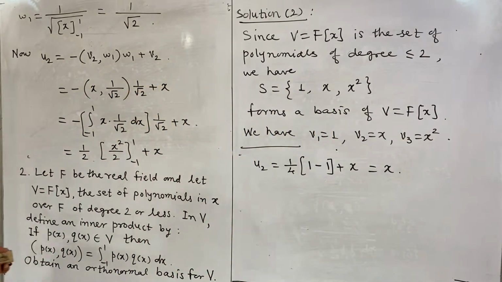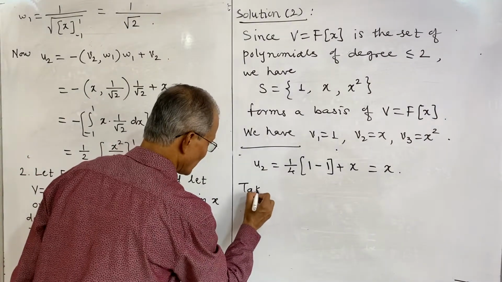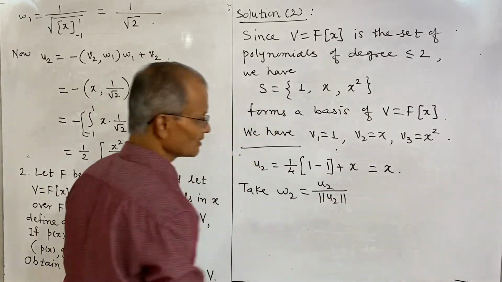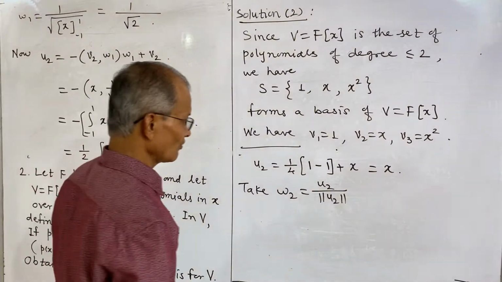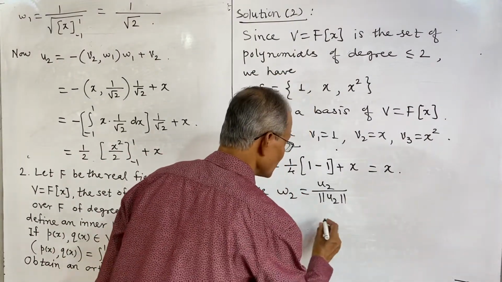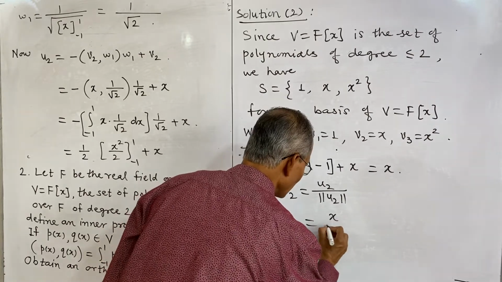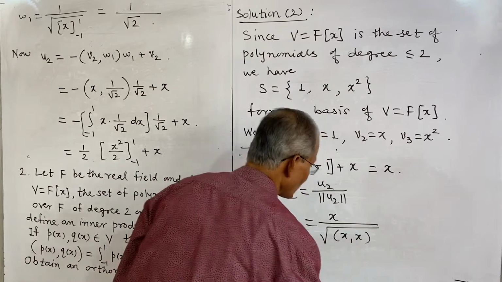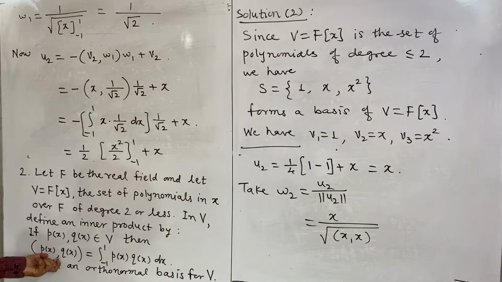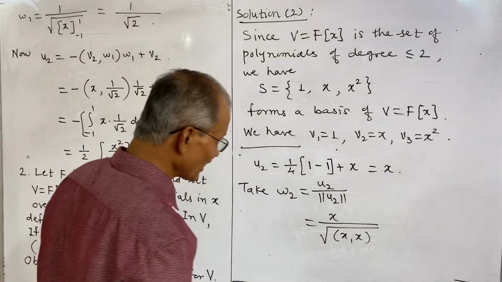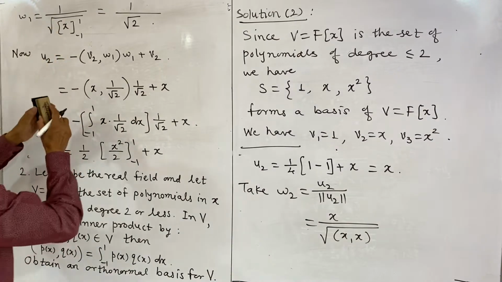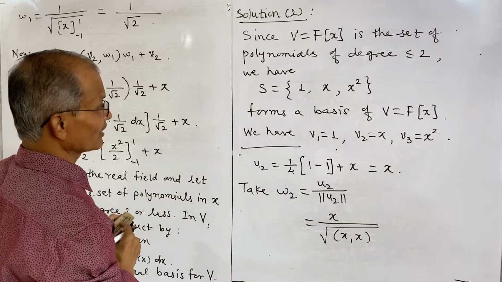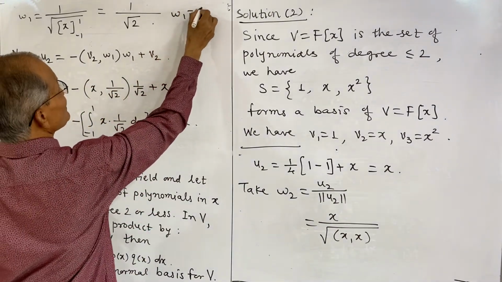You can verify this, and take now W2 as U2 divided by norm of U2. This is in the construction, in the theorem's proof. And what is U2? U2 is x. So this is x divided by norm of U2. Norm of U2 means under root of inner product of x with x, and that is again by this definition of inner product. I now write here what we have written as W1. W1 is 1 by root 2, and I write that vector here.